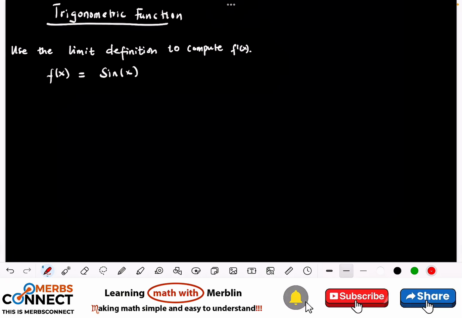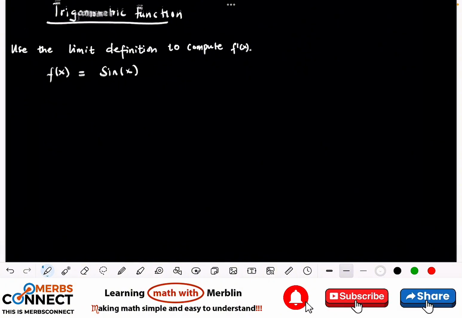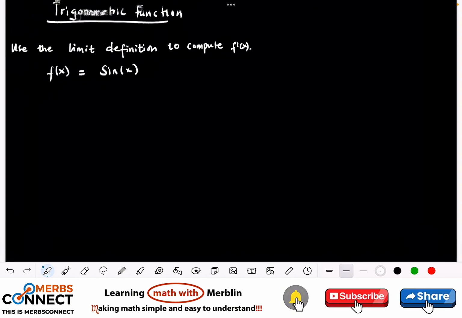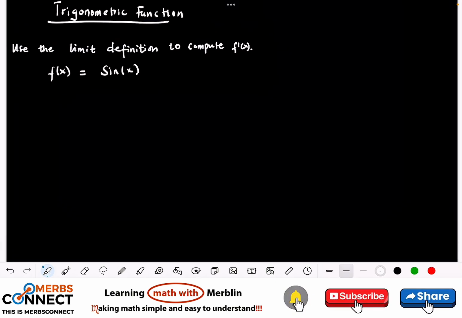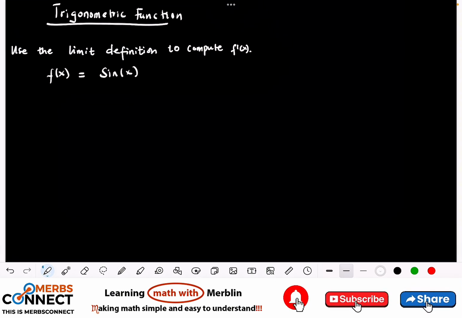So we want to use the limit definition to also check a trig function. So this will be the last example here, and then we will start with the rules of differentiation. And in maybe some videos, you will take more examples on how to do the limit definition with different functions. Practice more, right? So this one, the same idea. Let's use the limit definition.